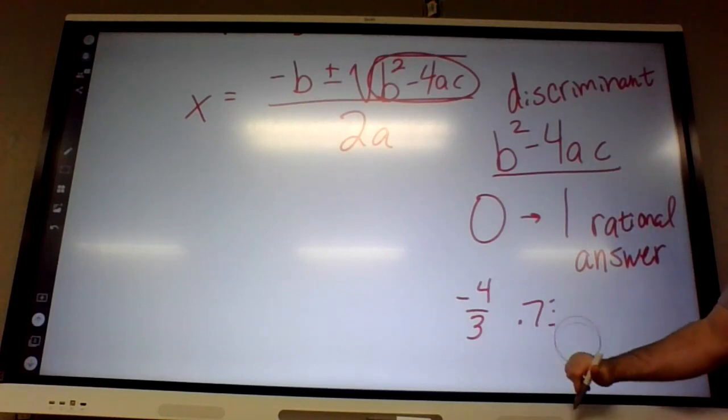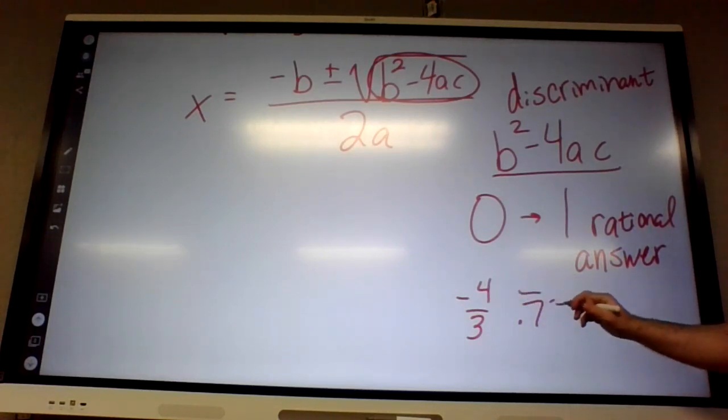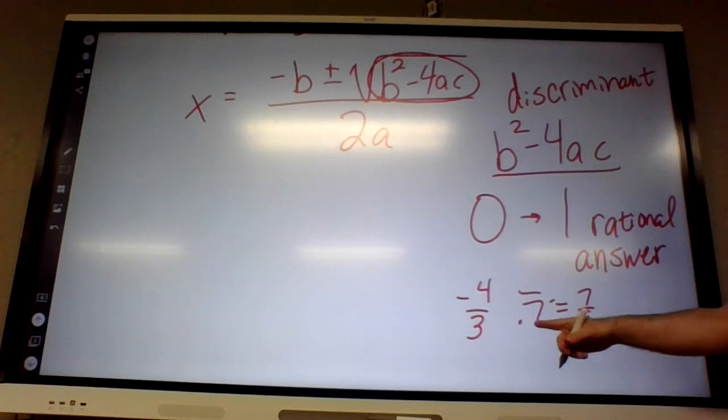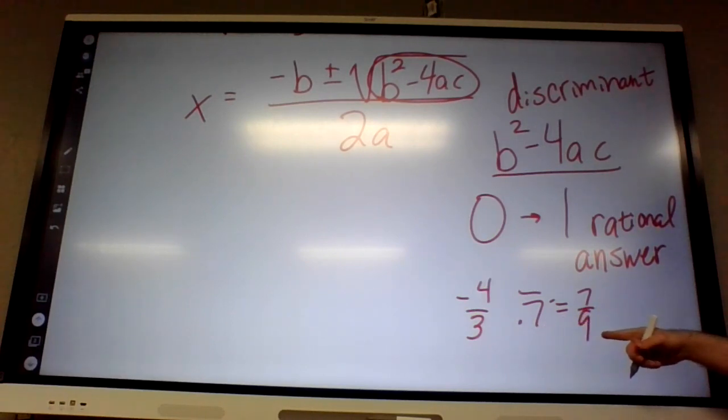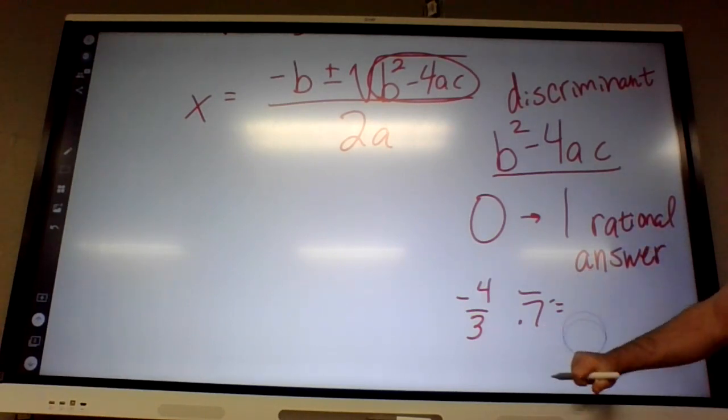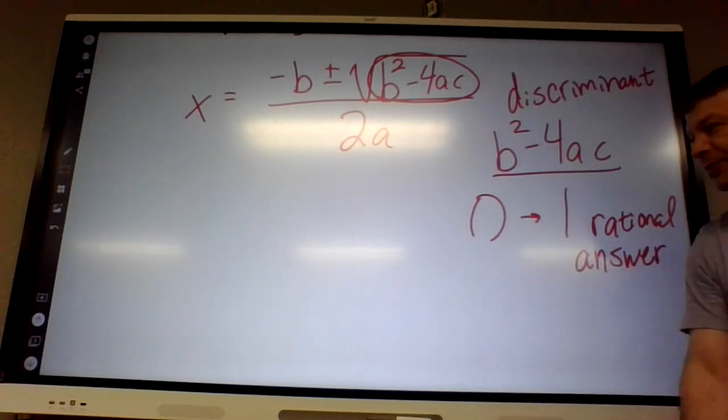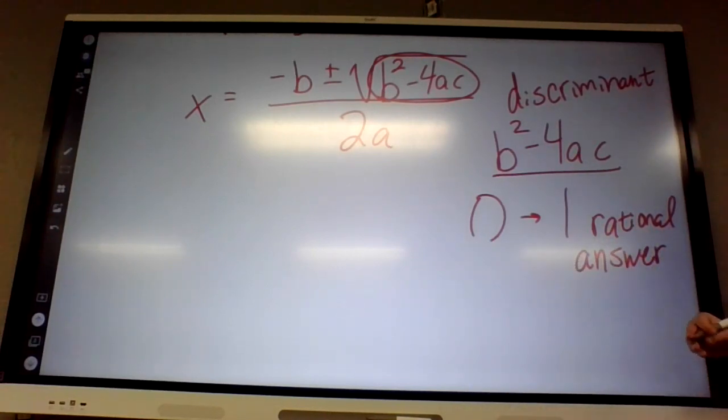Or it could be repeating, because repeating decimals always equal fractions. But if it's an infinite non-repeating decimal, that's irrational. So rational just means normal, like a normal fraction or something.